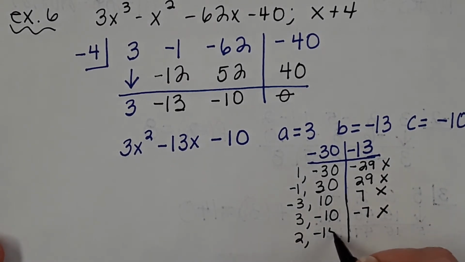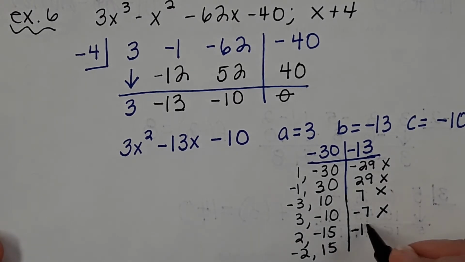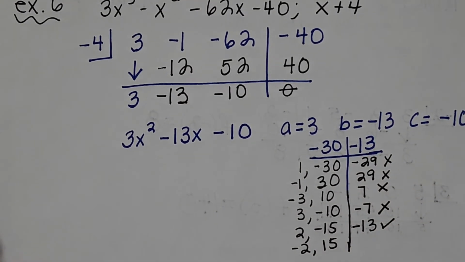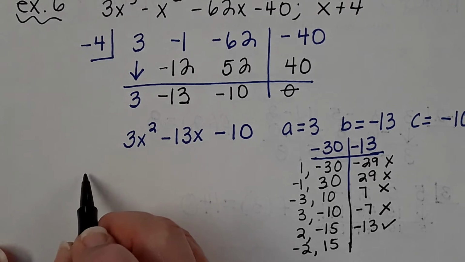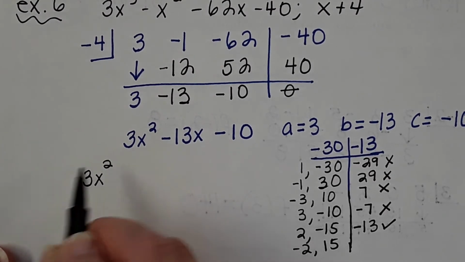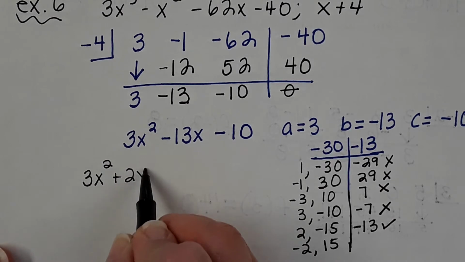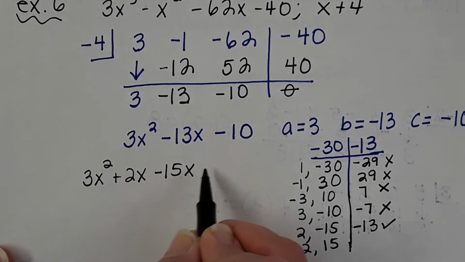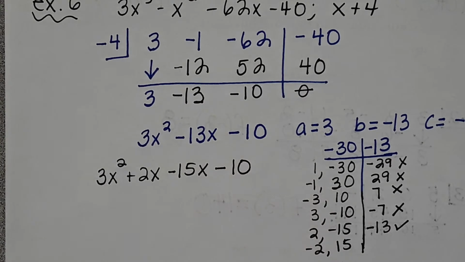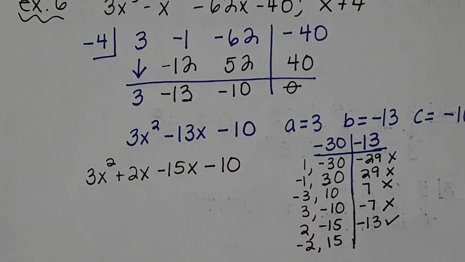2 and negative 15, negative 2 and positive 15. 2 times negative 15 is negative 30. 2 plus negative 15 is negative 13. That is the one that I want. So now I'm going to rewrite my problem: 3x squared plus 2x minus 15x minus 10. So now we have to go back to where we group because A was not 1. We can't go straight to our two factors.